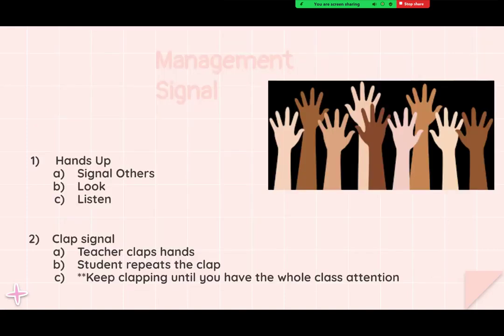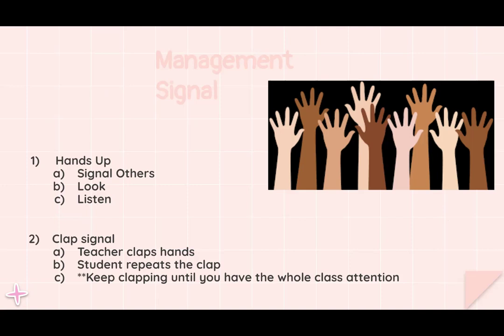Quiet signals, also known as a management signal. Teacher places her hand up. She looks around. Other students see her or him, and they put their hand up. Everyone is now looking at the teacher, listening for directions.